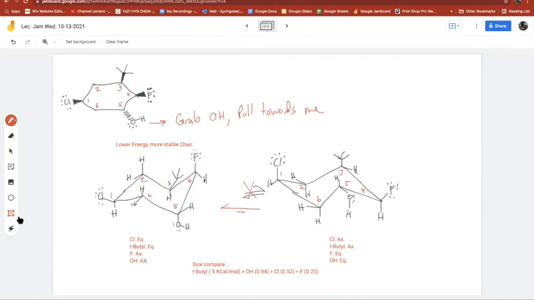This is lower in energy by, what is it? It's going to be 5 plus, what else is equatorial? Chlorine, 0.25, 0.52, I mean. 0.52 minus the 2 axials, 0.94 minus 0.25 equals, let's see, 5.52 minus 0.94 minus 0.25, 4.33 kcals per mole.